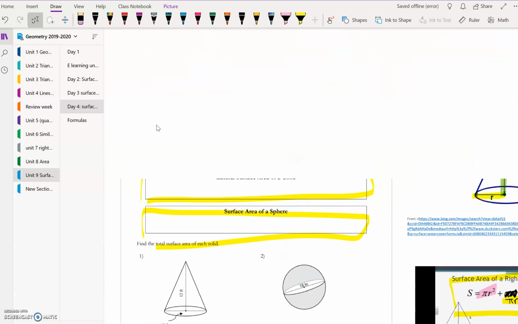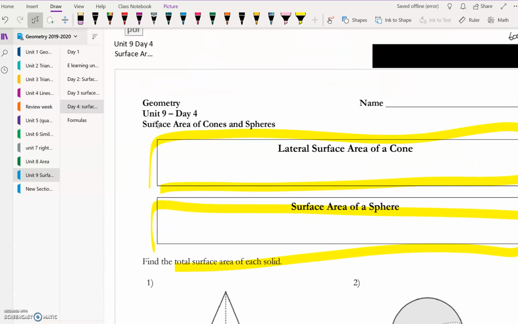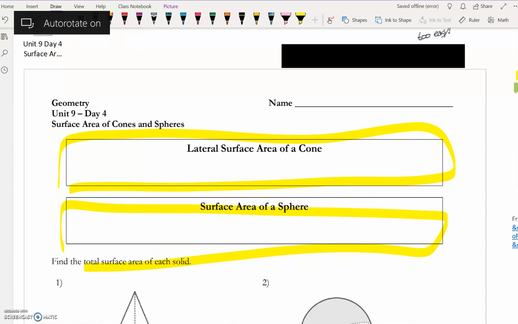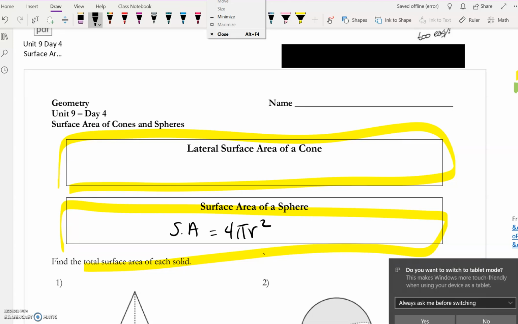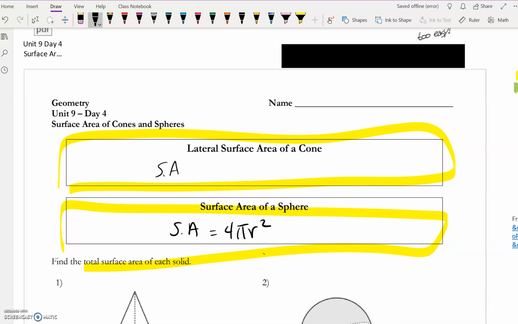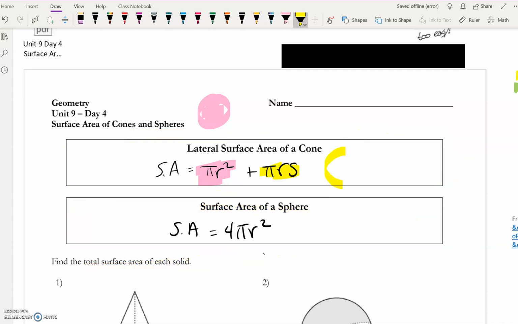What I'll probably do is over here on the side, I'll just rewrite my formulas out just to have them as a reference. So surface area of a sphere is 4 pi r squared. Surface area of a cone equals pi r squared, and that part's going to be just your circle, plus pi times radius times slant height. And remember, that's kind of like the Pac-Man shape. It's kind of like the tent that's been uncurled.